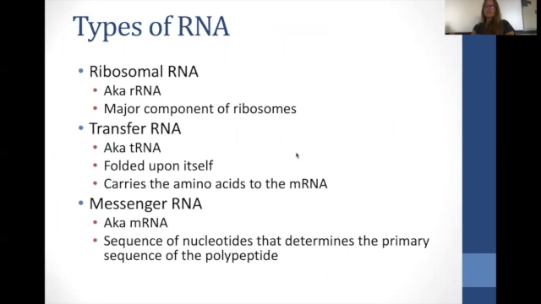We have 3 types of RNA. 2 you learned about freshman year. So there's transfer RNA, aka tRNA. It's folded upon itself and it carries the amino acids to the mRNA. And then messenger RNA, aka mRNA, a sequence of nucleotides that determines the primary sequence of a polypeptide. Then there's this third kind, ribosomal RNA, or rRNA. This makes up your ribosome.